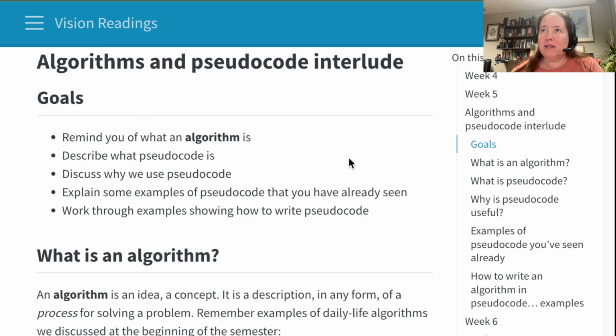So here we're just going to start. So yes, I want to remind you of what an algorithm is because algorithms and pseudocode go together a lot. We'll talk about what pseudocode is and how it relates to algorithms. We'll talk about why we use pseudocode in a little more detail than we've done in the past. I'm going to look at some examples of pseudocode that you have already seen that you may or may not even be aware of. And we're going to then work through two examples showing how to write pseudocode.